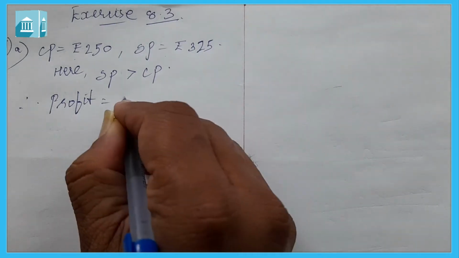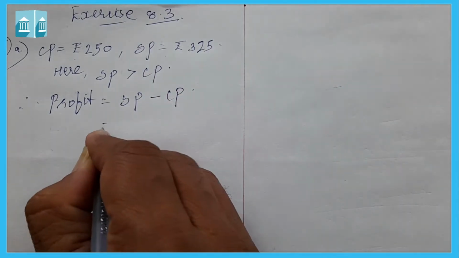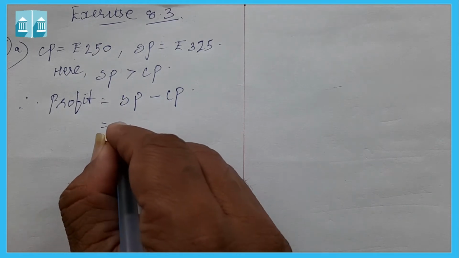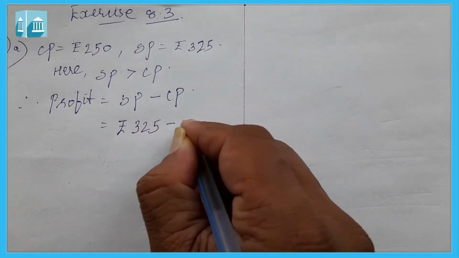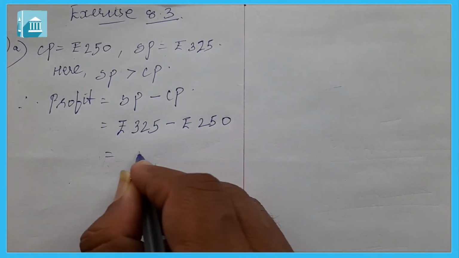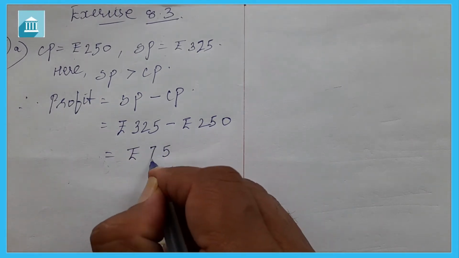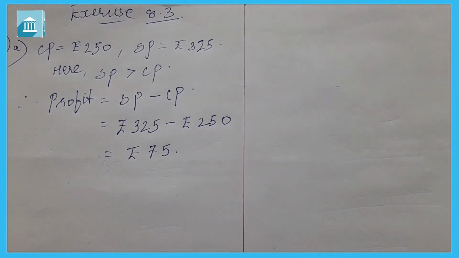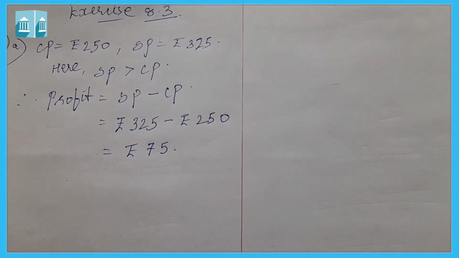So profit is equal to SP minus CP. SP minus CP is rupees 325 minus rupees 250, which is equal to rupees 75. Here rupees 325 minus rupees 250 is equal to rupees 75.